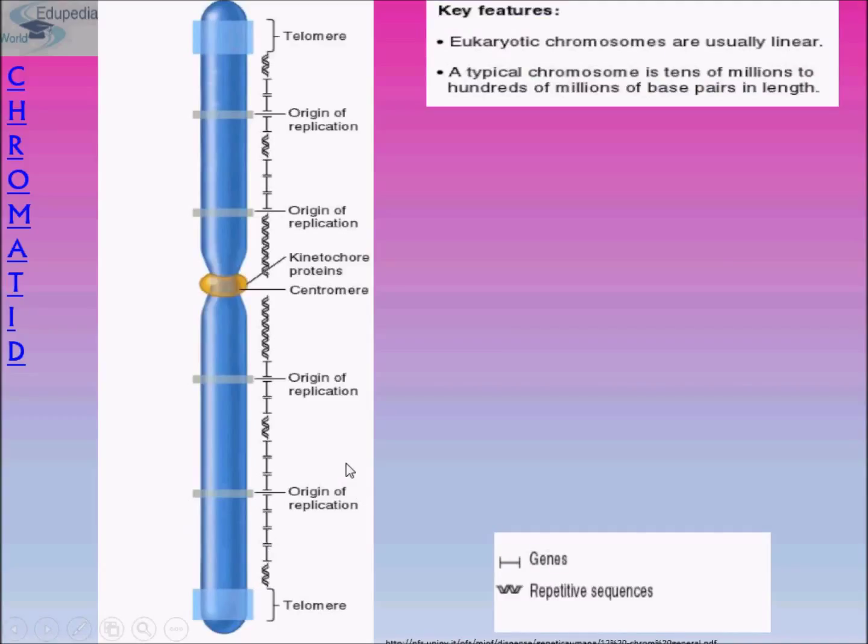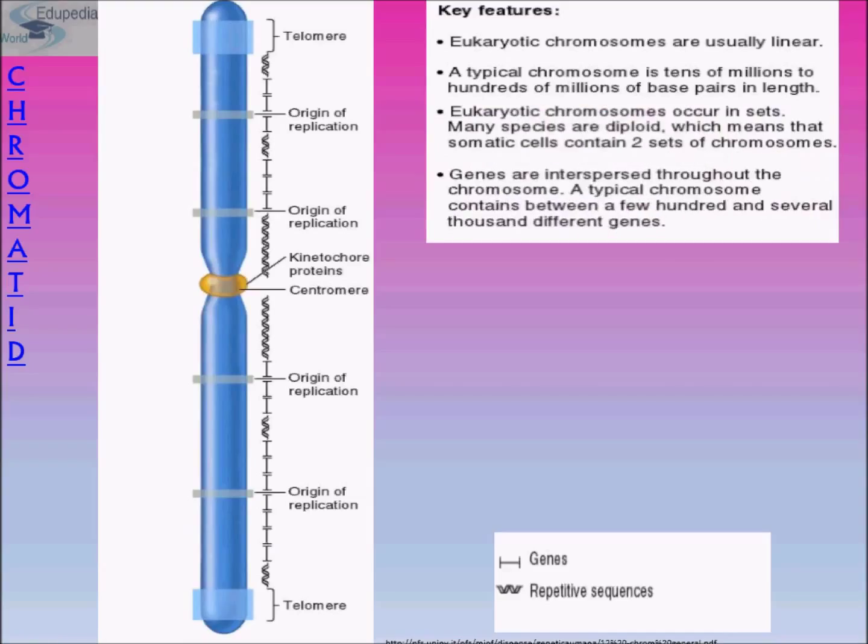What are the key features? Eukaryotic chromosomes are usually linear. A typical chromosome is tens of millions to hundreds of millions of base pairs in length. Eukaryotic chromosomes occur in sets. Many species are diploid, which means that somatic cells contain two sets of chromosomes. Genes are interspersed throughout the chromosome.